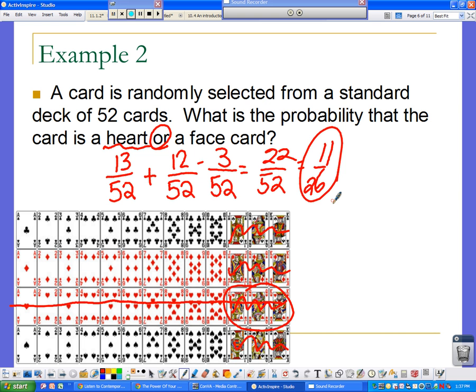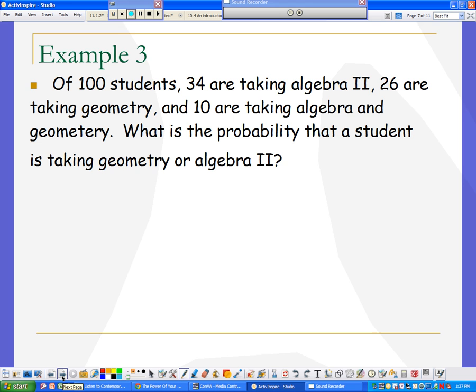All right, so this can actually be extended into just about any other type of problem. It says of 100 students, 34 are taking Algebra 2, 26 are taking Geometry, 10 are taking Algebra 2 and Geometry. So what is the probability that we pick a student that is taking Geometry or Algebra 2? So we have to look, how many students are taking Geometry? And we have 26 that are taking Geometry out of a total.